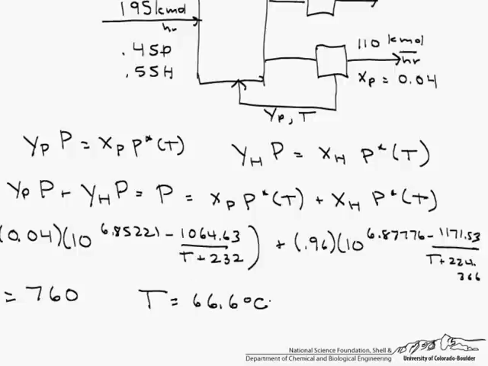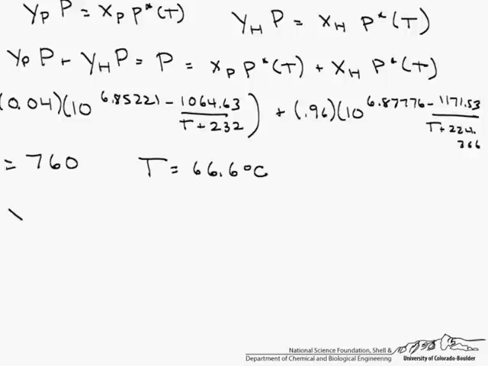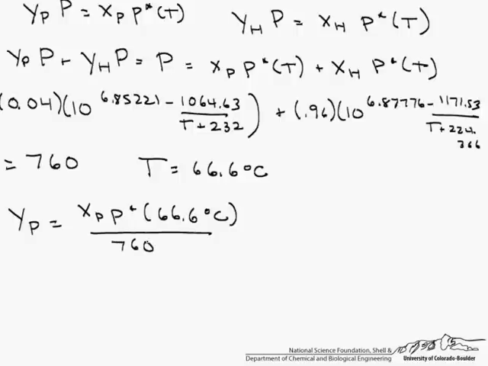So how is that going to help us find the composition of the vapor, again, assuming the pressure is 1 atmosphere? Well, again, we're going to use Raoult's law. So the composition of the vapor, the Y sub P, is going to equal our X sub P, P star at 66.6 degrees C, divided by the total pressure, which is 760. And what we do is we use Antoine's equation right up here, and we substitute for T, we substitute 66.6 degrees C, and that allows us to find the vapor pressure at that temperature.